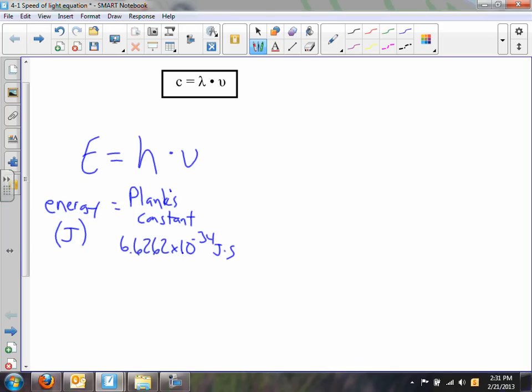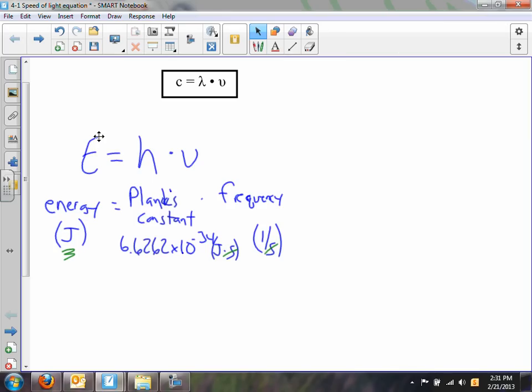Planck's constant is times frequency. And frequency is in hertz, or 1 over seconds. So again, noticing units, if you multiply 1 over seconds times joule seconds, the seconds cancel out, and you're left with joules, and that's what you measure energy in.